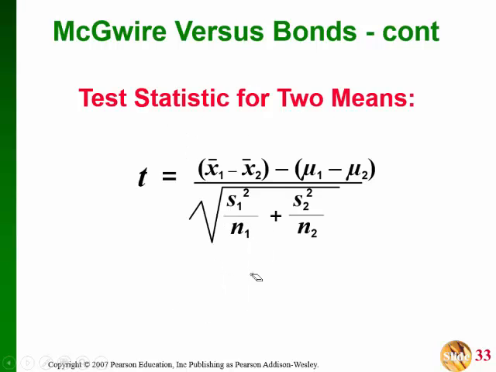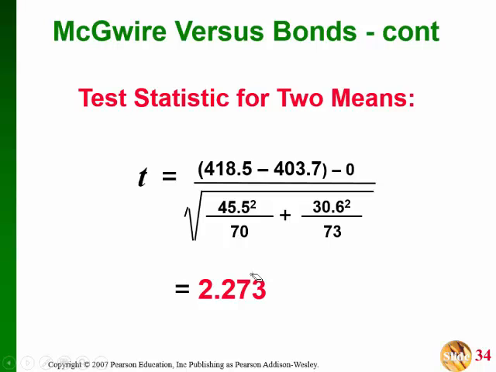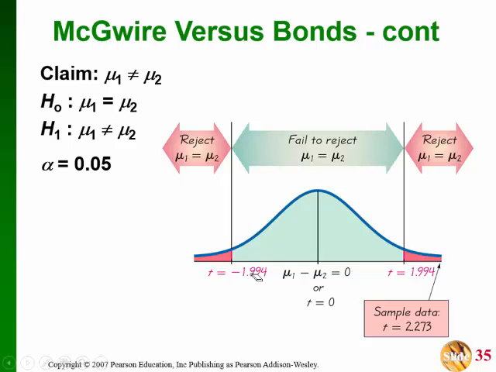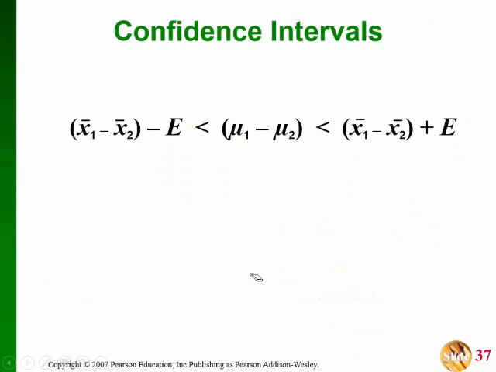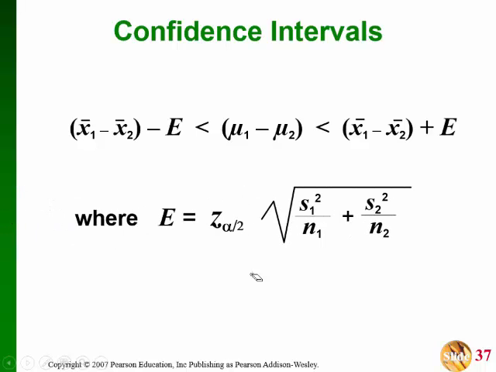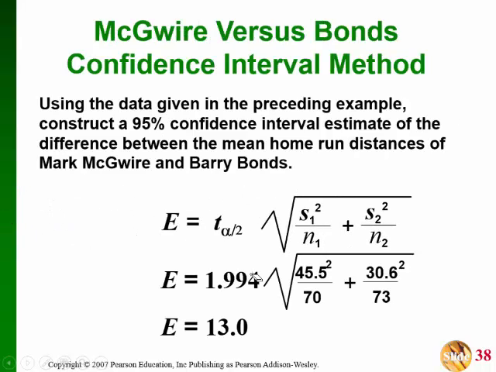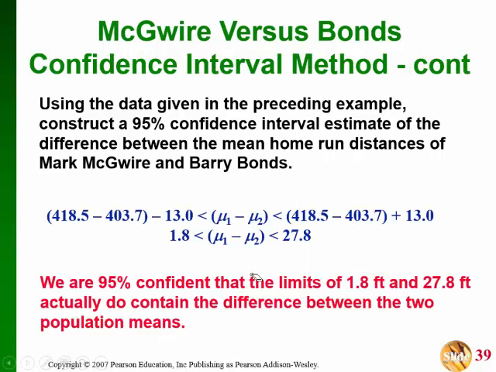So they would do that, and then they would punch it into this calculator or this formula, and then they get 2.273, which we would have gotten easily with a calculator. And then they figure out where to reject and fail to reject. And then they have the confidence interval, the same business, where you would put in all this information, get the margin of error, and then subtract it from the difference of the means.